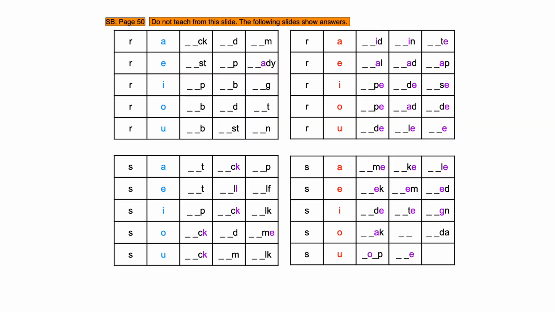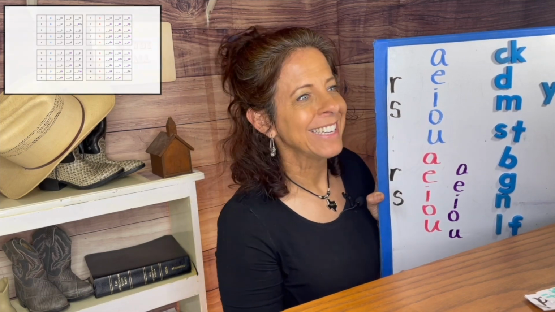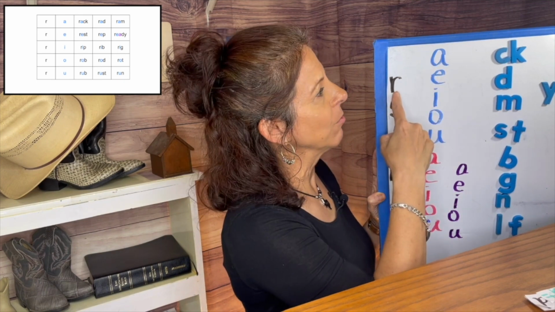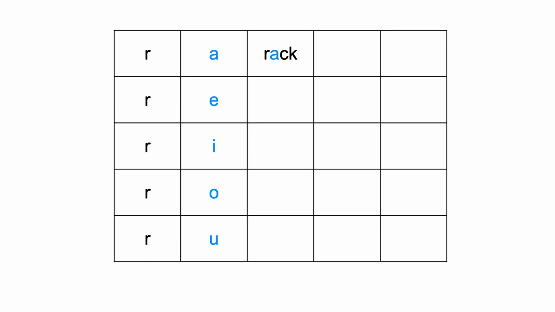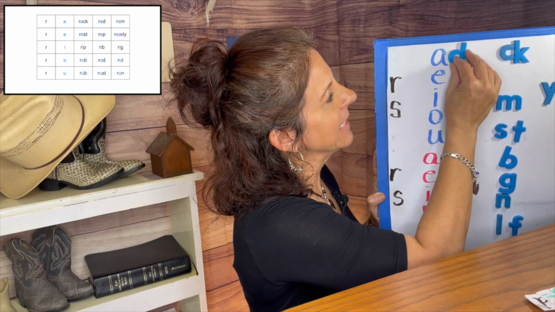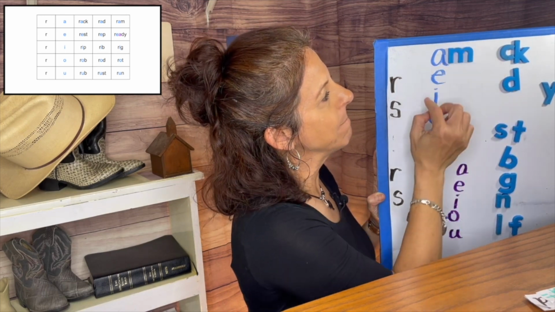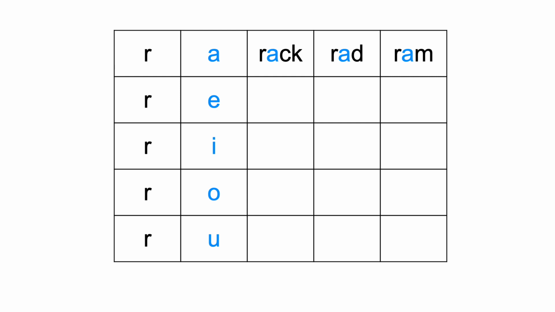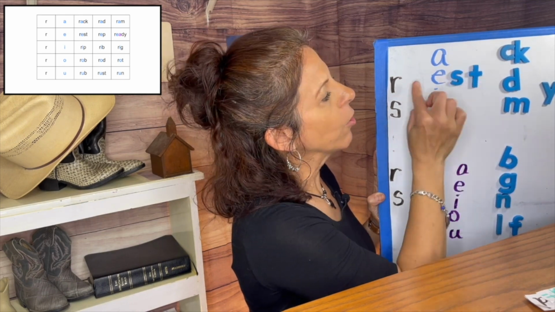Good job, sentences. Let's put some letters together and practice new words. R and S with blue vowels and red vowels. Let's do R, A, R, ack, rack. R, add, rad. R, A, M, ram. R, E, st, rest.